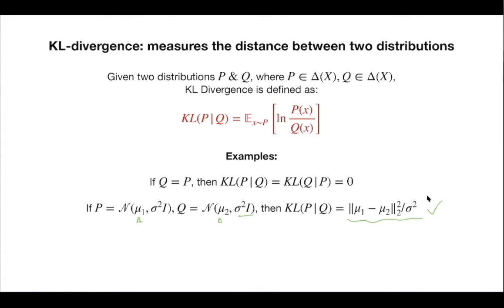This is a very good question. KL is not symmetric, in the sense that KL of P,Q does not equal KL of Q,P. One good example that you can check offline is to try to compute the KL divergence between two general Gaussian distributions that also have different covariance matrices. You will see that if you compute KL of P,Q and KL of Q,P, they will be different.